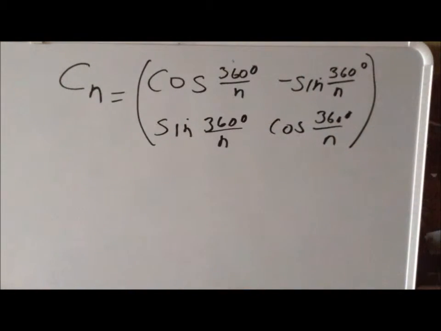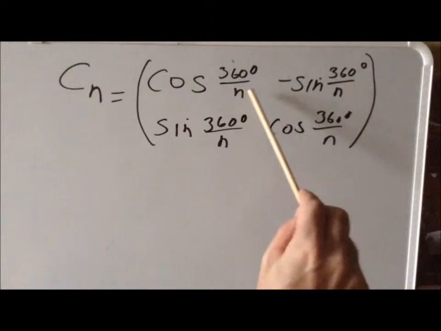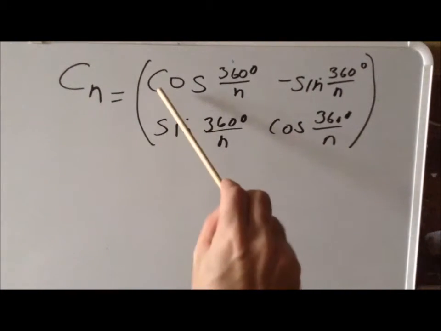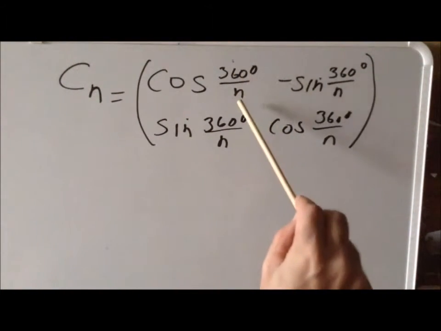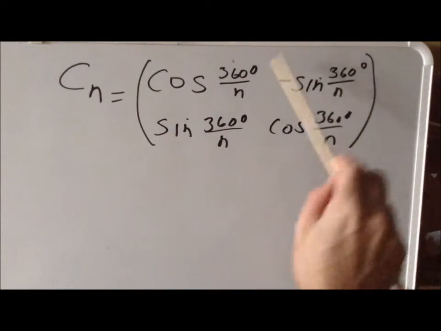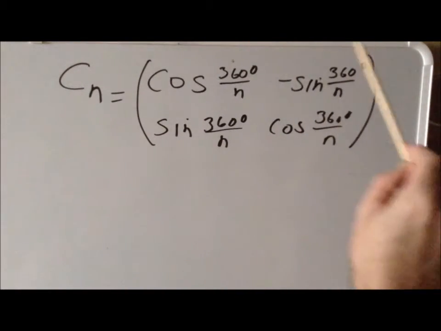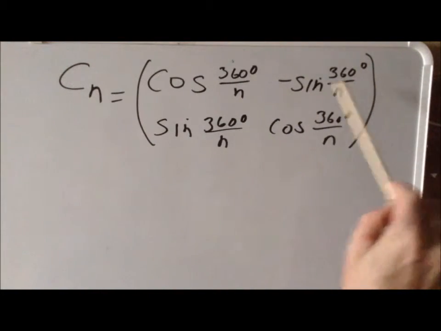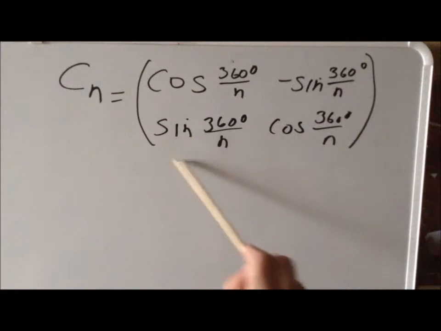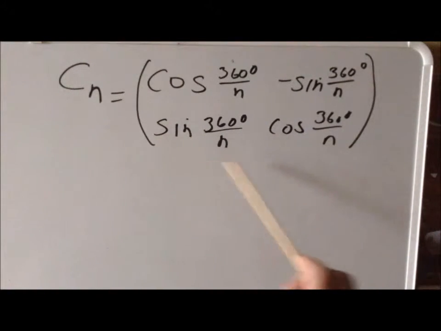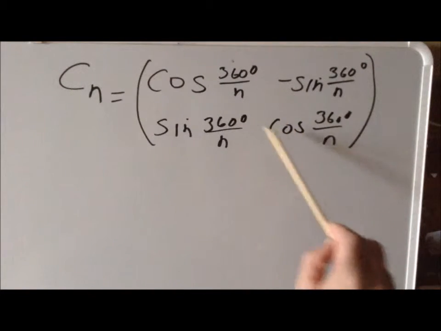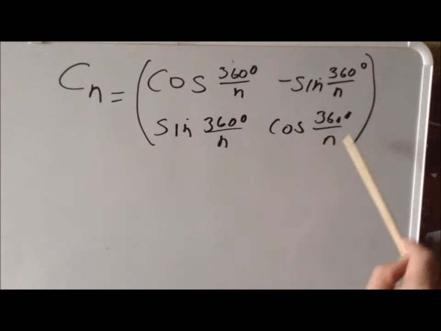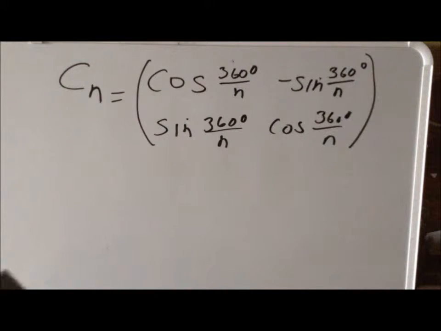So this is what it looks like as a 2 by 2 matrix. And we notice that we have complicated terms because we have cosine of an angle. So for any Cn, the cosine of the angle 360 degrees divided by n. The term in the first row, second column, is going to be minus the sine of 360 degrees divided by n. Down here we have sine of 360 divided by n, and then the next term along the diagonal is cosine of 360 degrees divided by n. So that's what it looks like in terms of degrees.